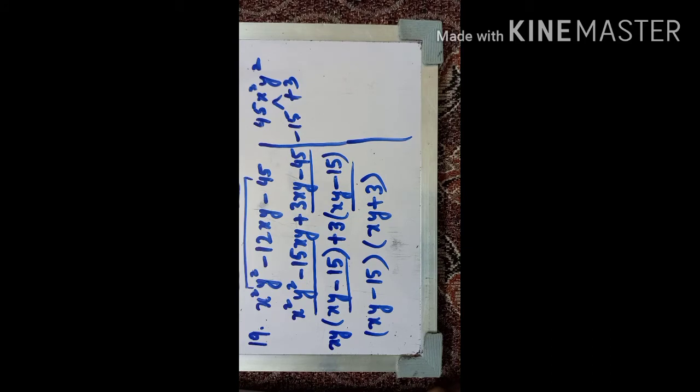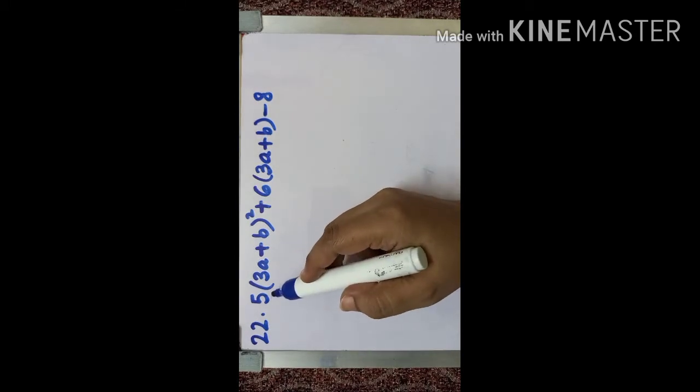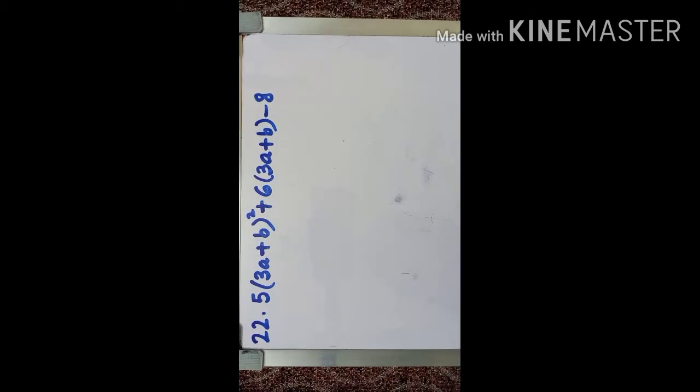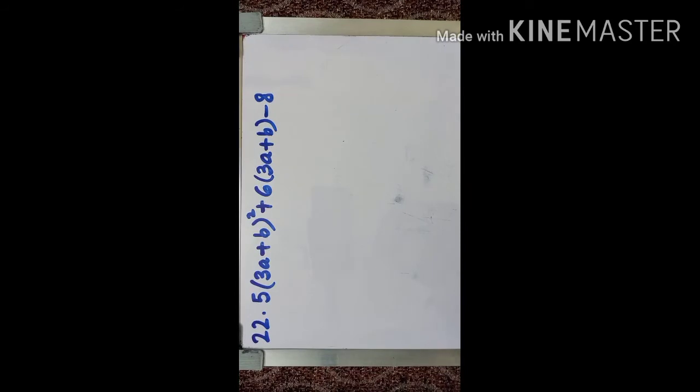Let's move to the next problem. So here the question is 5(3a + b)² + 6(3a + b) − 8. What can you take common here? What can you see common here? Actually 3a + b. Can you write 3a + b as x?